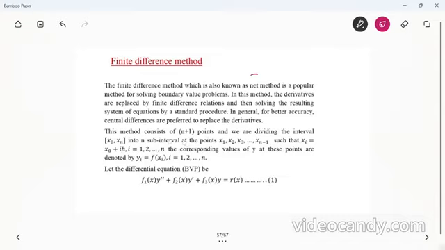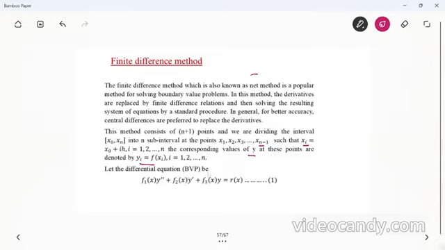In this method we consider n plus 1 points, and in numerical work we are always considering n plus 1 points. We divide the interval x0 to xn into n subintervals at the points x1, x2, x3 up to xn minus 1, such that xi equals x0 plus i h, for i equals 1 up to n. The corresponding values of y at these points are denoted by yi equals f of xi. So we are taking n plus 1 points and the corresponding functional values.